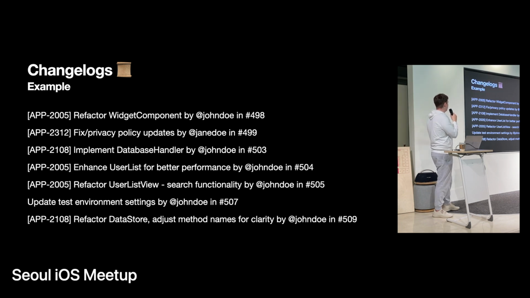Let's say you make a new release of the app. This would be your ticket number in your Jira or whatever. That would be the name of the task, who made it, and the PR number. But you can't use this, right? You can't send this to test users. I mean, what is this? So you can ask it to make this a bit nicer.